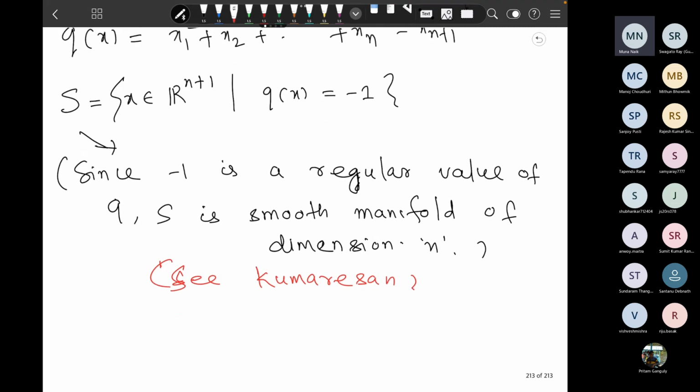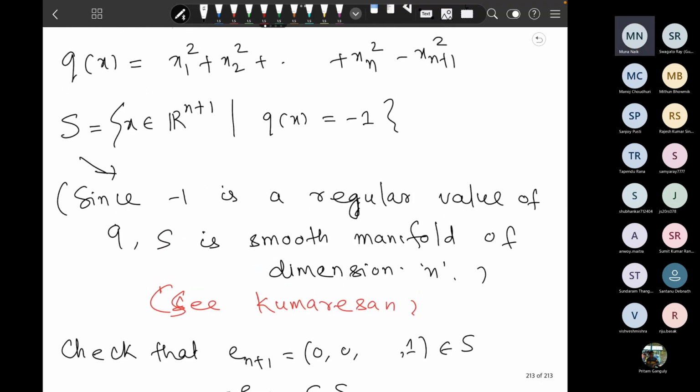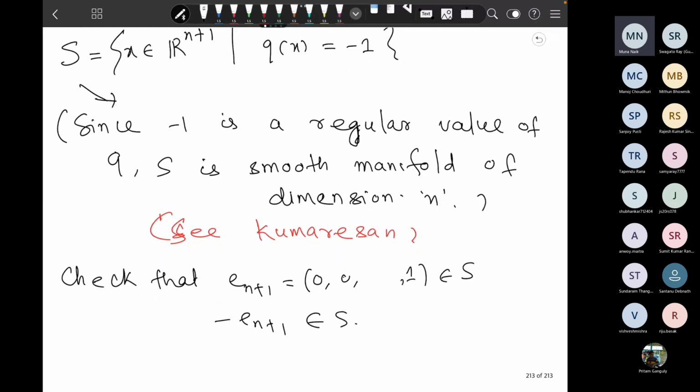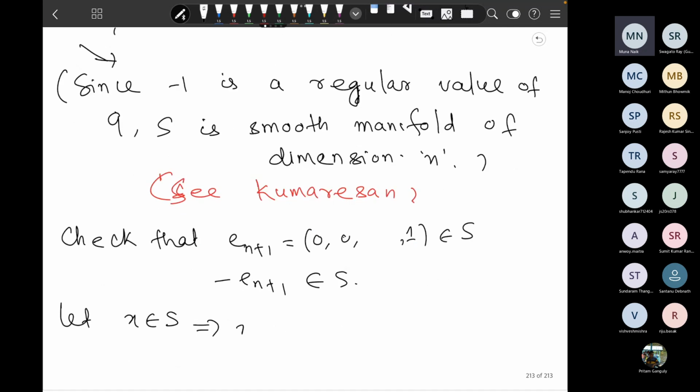Now check that e_{n+1}, which is (0, 0, ..., 0, 1), belongs to S, and minus e_{n+1} also belongs to S. This is very trivial to see. Now let x belong to S. That means q(x) is equal to -1.